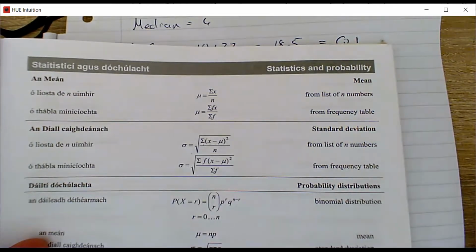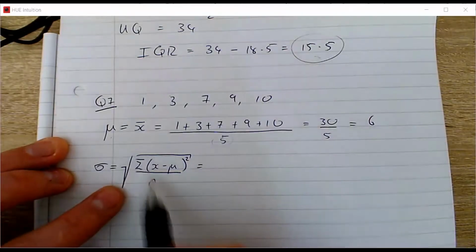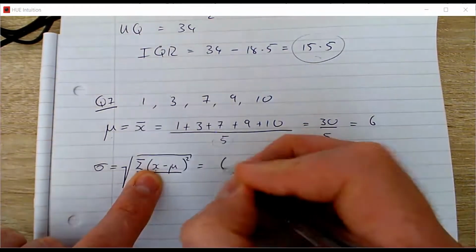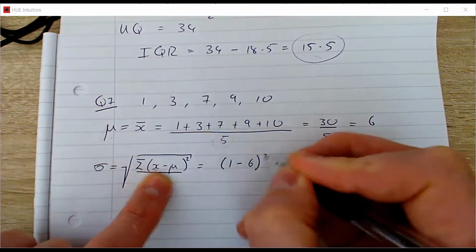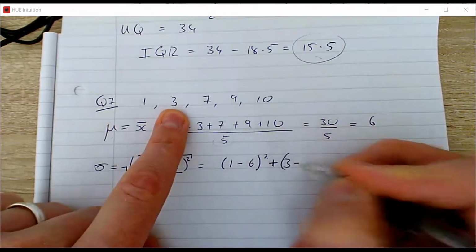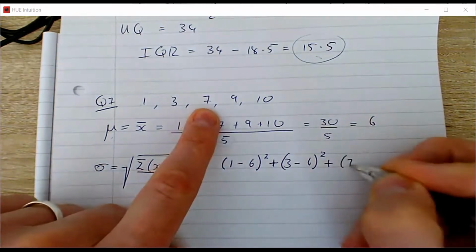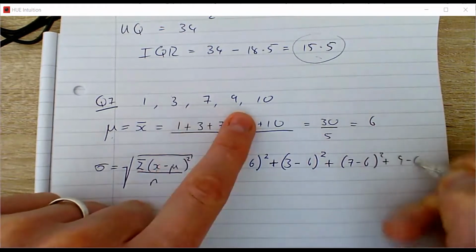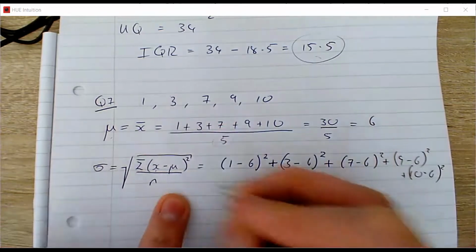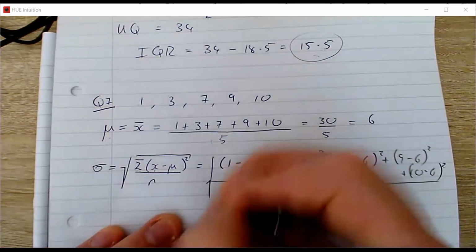So let's follow that formula and see what we get. Sigma is the square root of the sum of the elements minus the mean squared, all over n. For us, our first element is 1, minus the mean, which is 6, and then squared, plus, that's the sum of, means add them all together, 3 is the next element, minus 6 squared, always minus the mean, plus 7 minus 6 squared, plus 9 minus 6 squared, plus 10 minus 6 squared. All divided by the number of elements, for us 5, and then you take the square root.